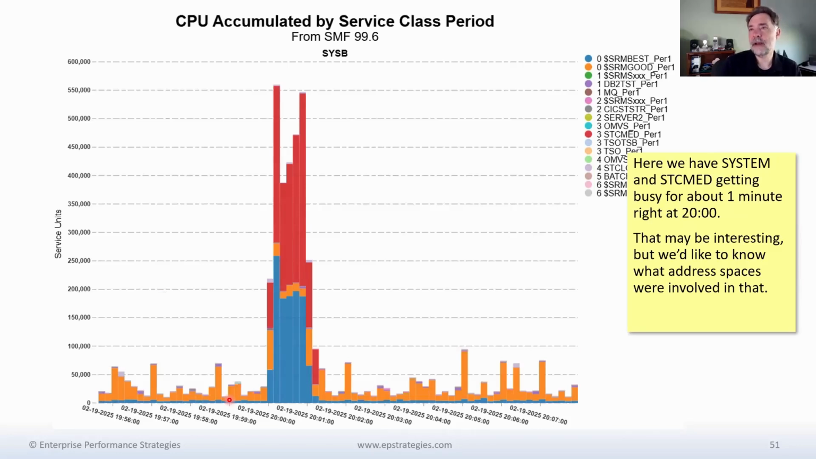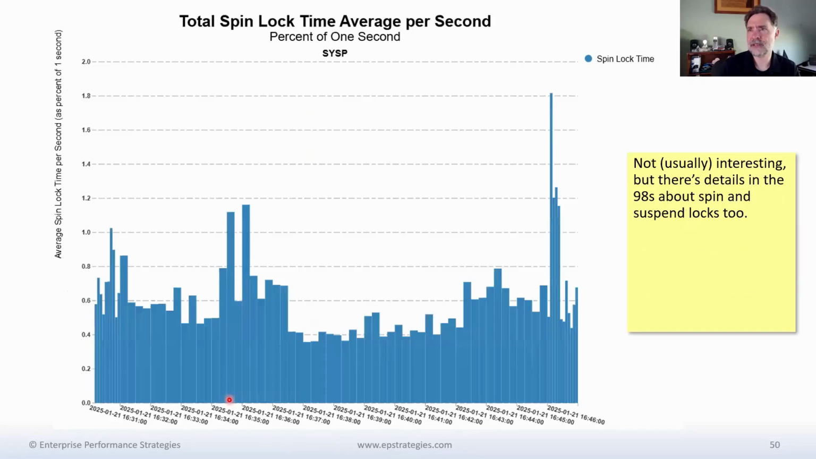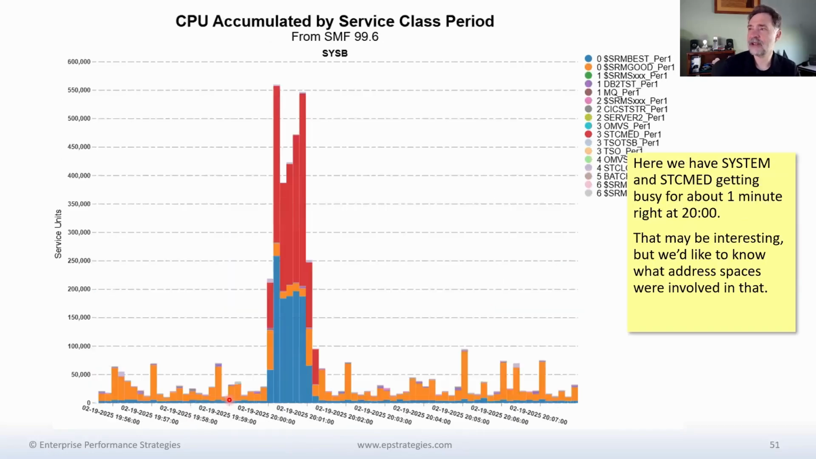Okay, so now here, and I forget, did I switch systems? I did switch systems here. Okay, so here we have system and STC medium in our blue and red, getting busy for about one minute right at the top of the hour here, okay?